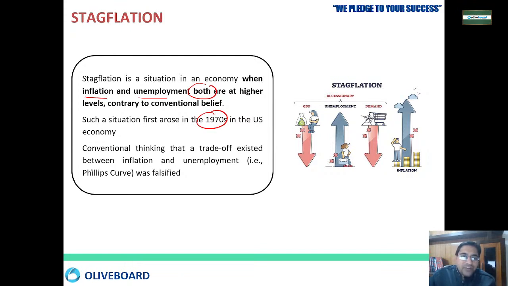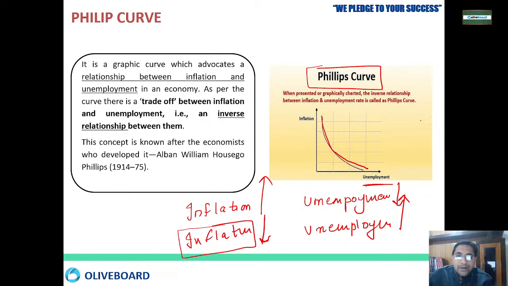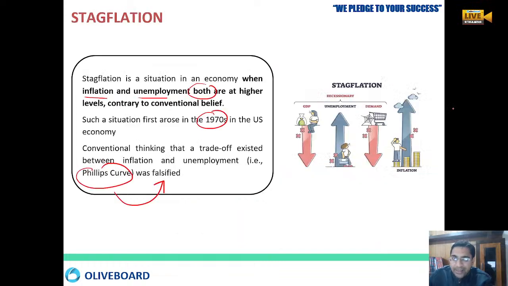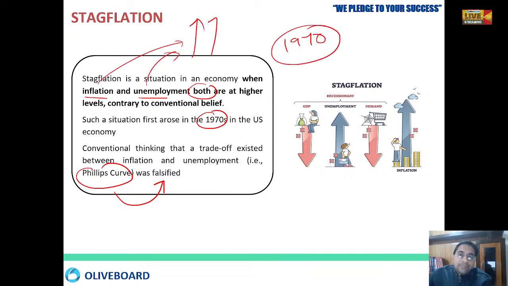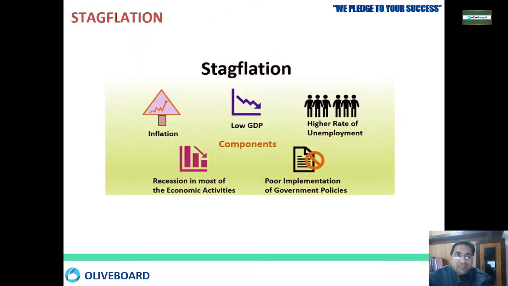The concept of the Phillips curve got falsified over there, because actually, as per the Phillips curve, what should happen? If inflation is rising, then unemployment should go down, and if unemployment is going down, that means inflation should be high. But here, what happened in 1970 in the US? Both inflation and unemployment got high, so automatically the Phillips curve got falsified. Okay, so that is stagflation.